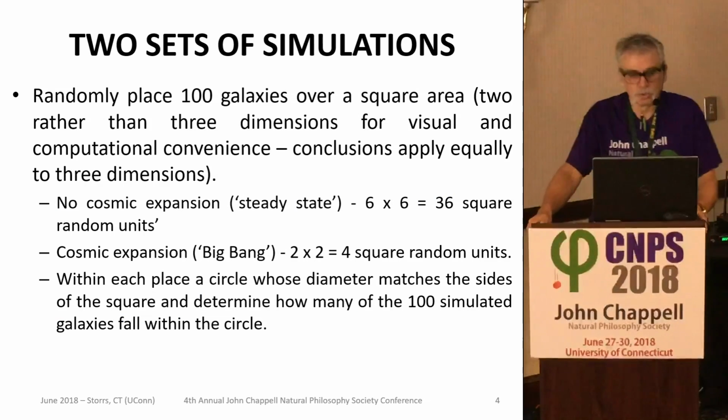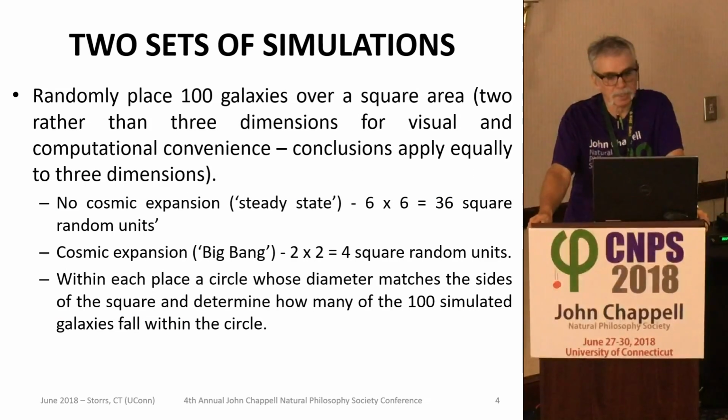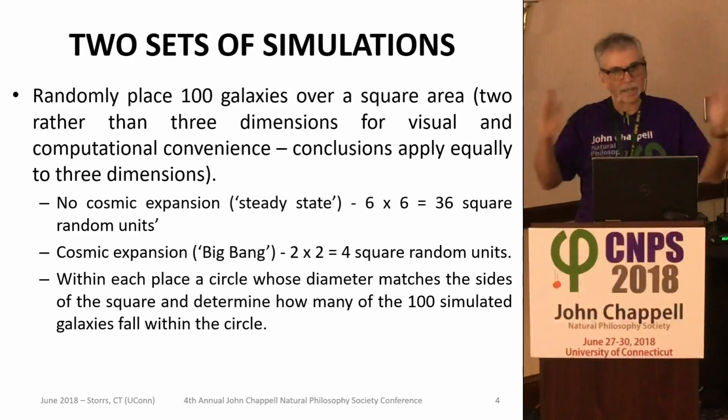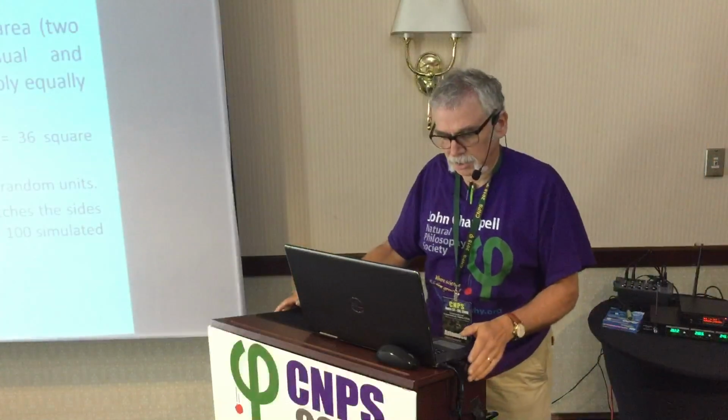So my effort focused on two sets of simulations. I randomly placed 100 galaxies over a square area, and I worked in two dimensions rather than three, just for visual and calculational convenience, to see if the conclusions would apply equally to three dimensions. For my no cosmic expansion simulation, the steady state, I chose a 6x6 grid, 36 square random units. For cosmic expansion, the Big Bang simulation, I started out with 2x2 or 4 random units, and then I could grow it, eventually going out to 6x6, because I have to expand my universe for that simulation.